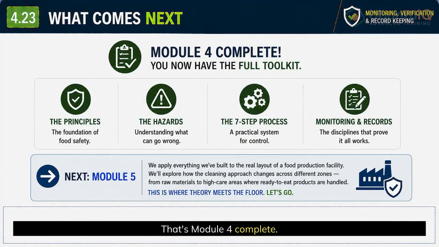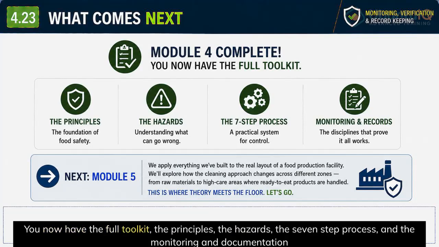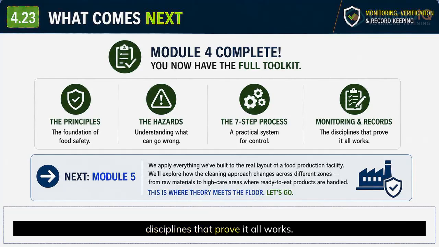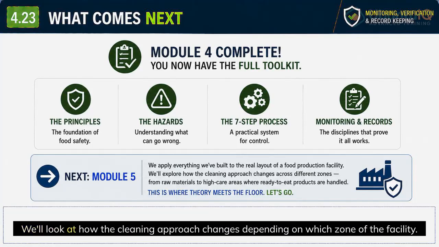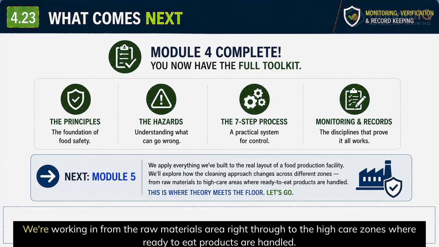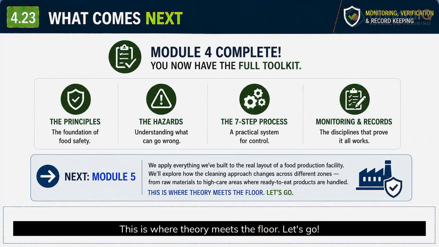That's Module 4 complete. You now have the full toolkit, the principles, the hazards, the 7-step process, and the monitoring and documentation disciplines that prove it all works. In Module 5, we take everything we've built and apply it to the real layout of a food production facility. We'll look at how the cleaning approach changes depending on which zone of the facility we're working in, from the raw materials area right through to the high-care zones where ready-to-eat products are handled. This is where theory meets the floor. Let's go.